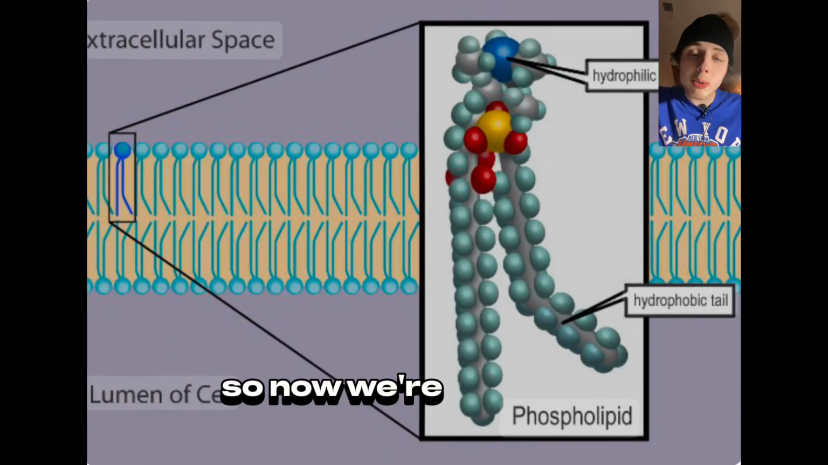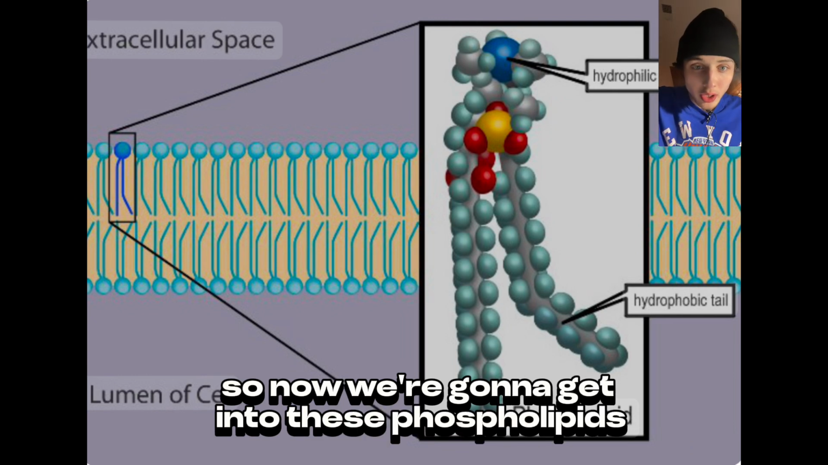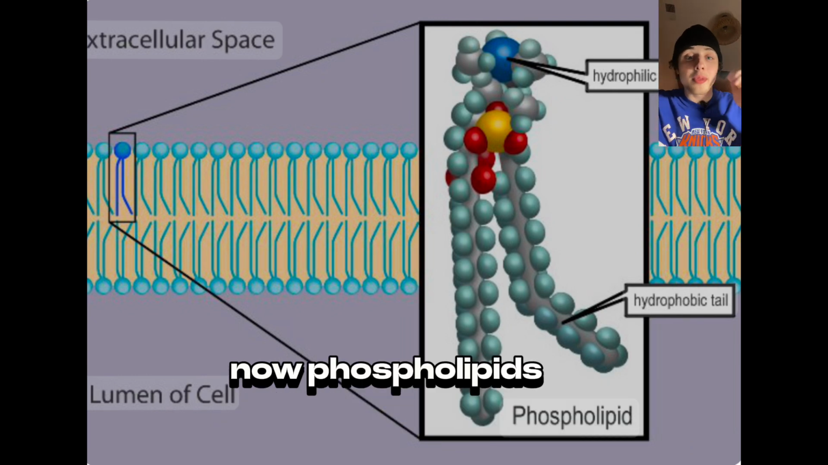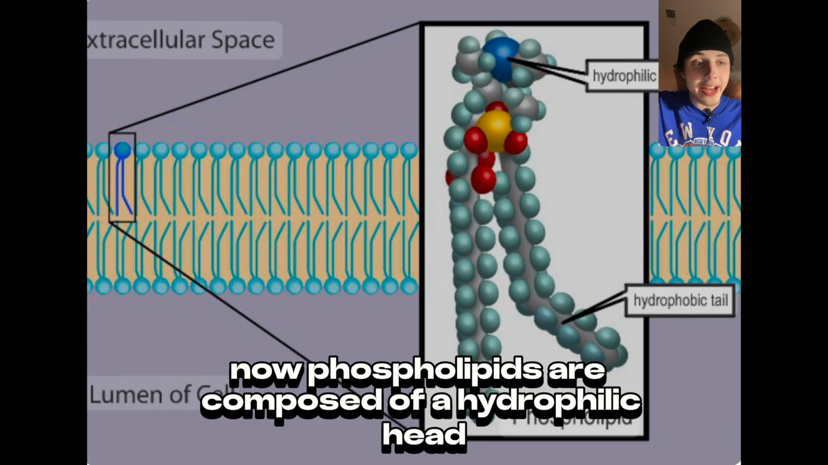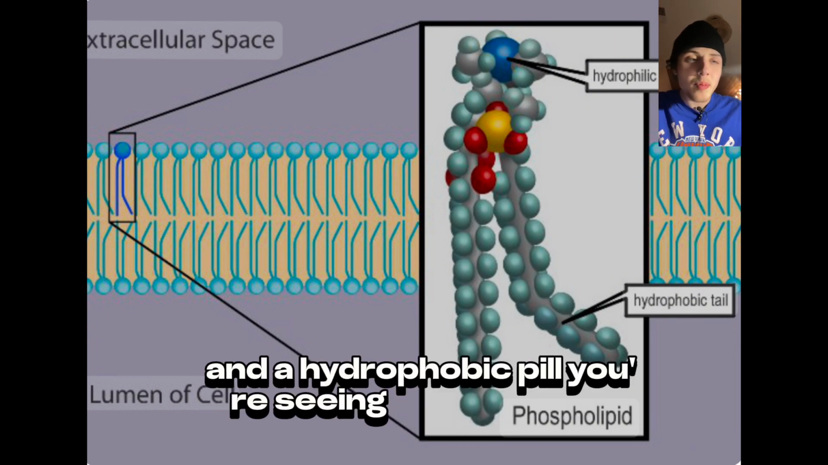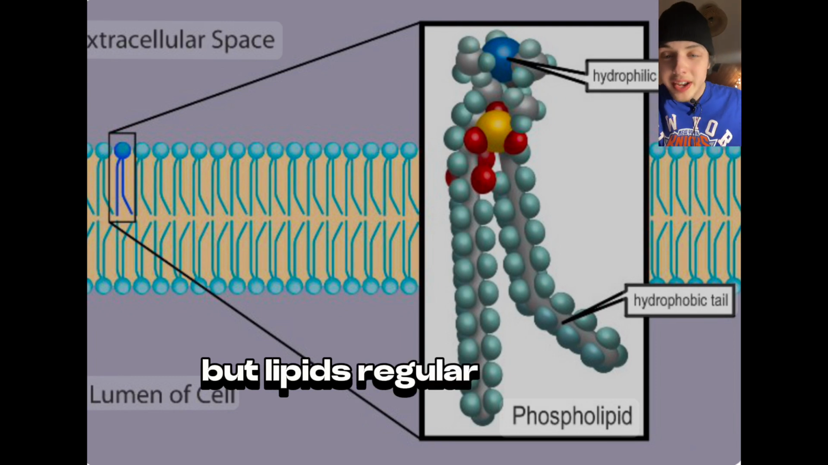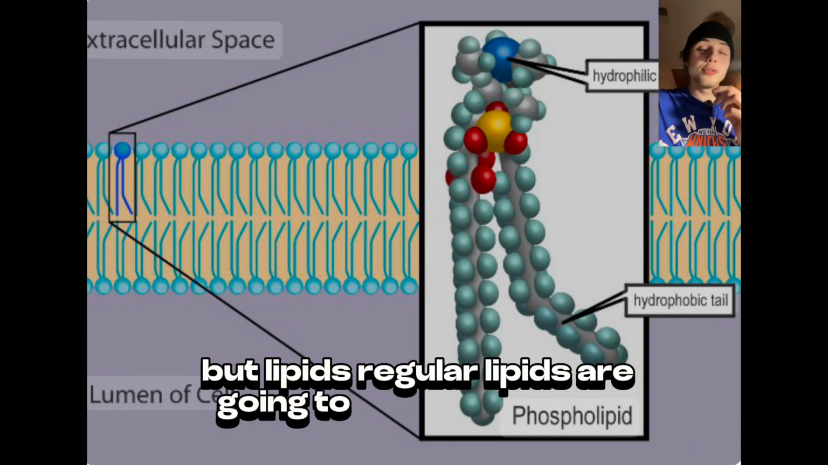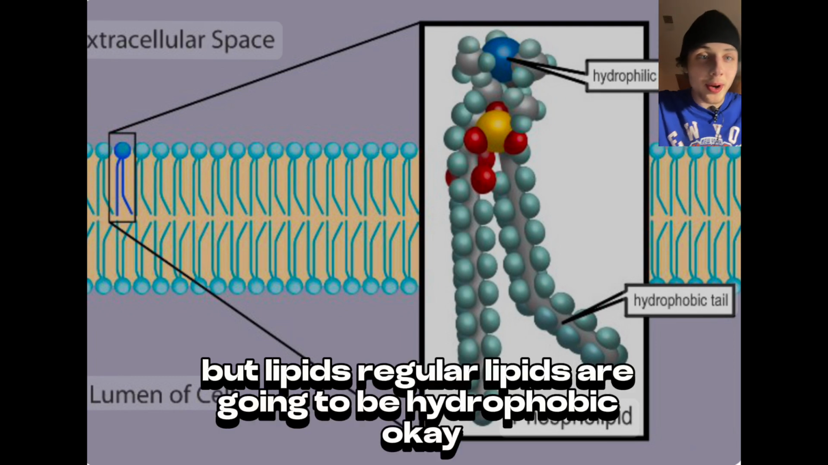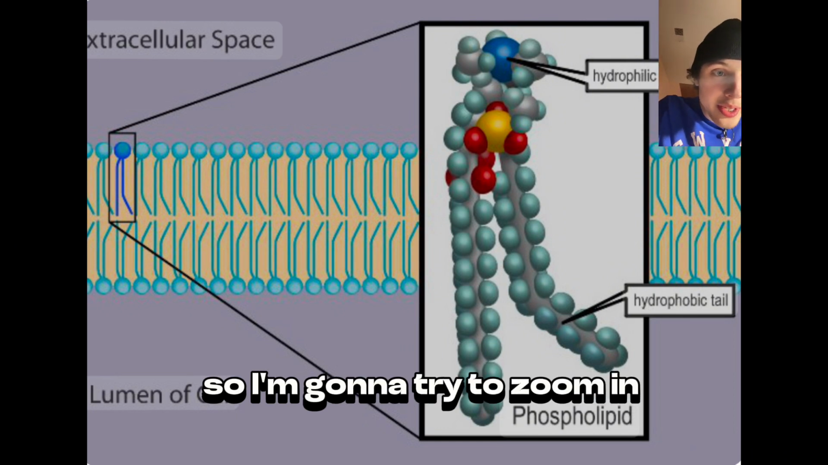So now we're going to get into these phospholipids. Now, phospholipids are composed of a hydrophilic head and a hydrophobic tail, as you're seeing on the image here on the screen. But lipids, regular lipids, are going to be hydrophobic. Okay, so I'm going to try to zoom in here.